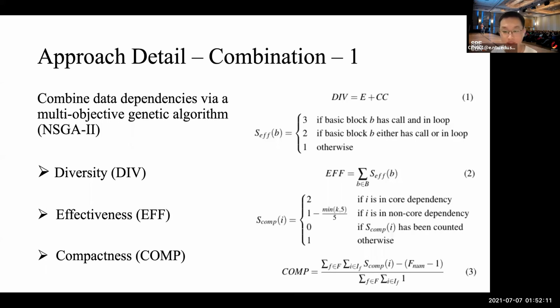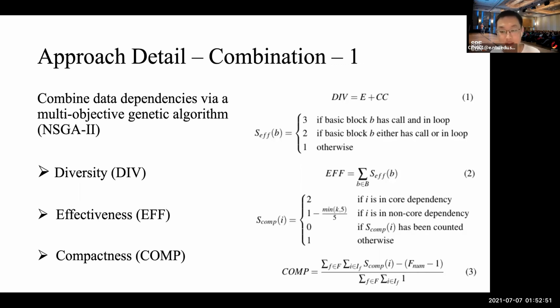Well, these 3 heuristics are first the DIV, the diversity. This measures the degree of the used unique data dependencies. The higher the DIV a fuzz driver has, the more unique or more complex data dependencies the fuzz driver will contain. Well, EFF, the effectiveness, intrinsically EFF is the weighted basic block coverage. The higher EFF a fuzz driver has, the more core logic of its called API functions will be triggered.